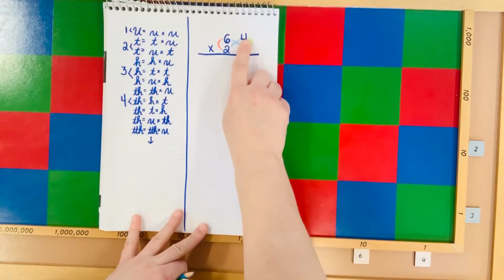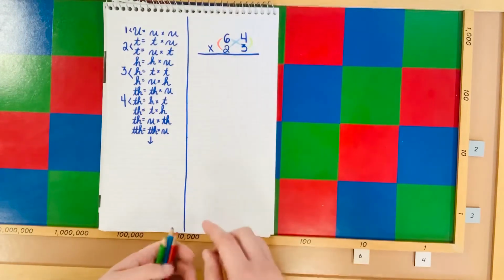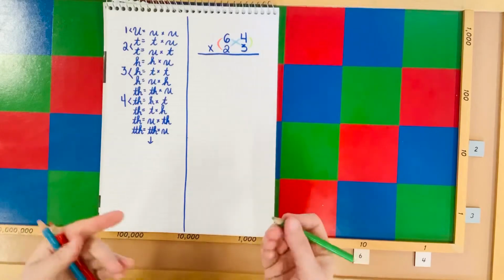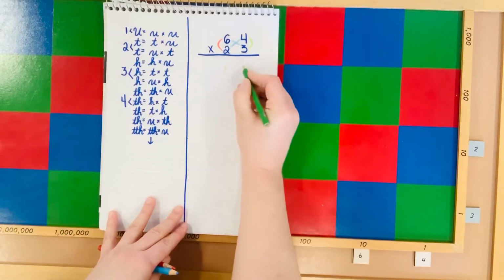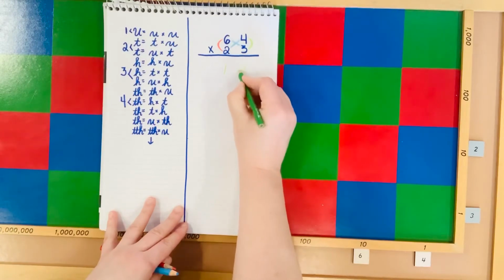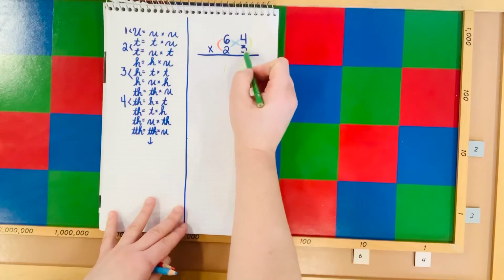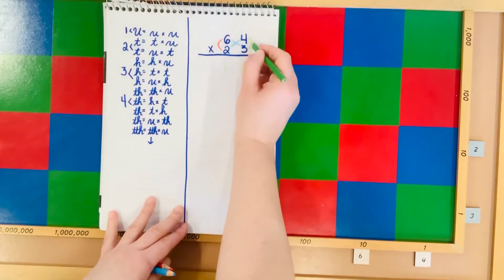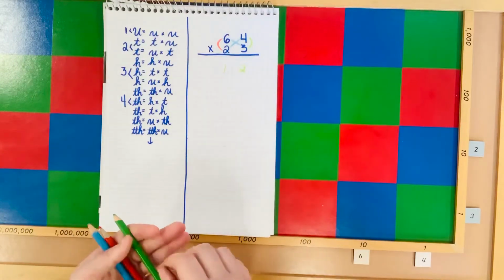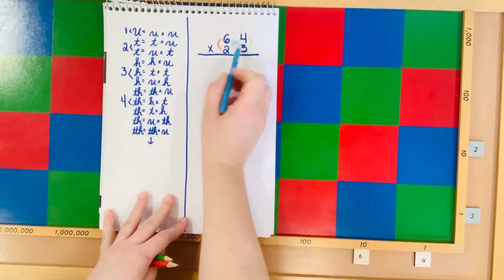3 times 4, 3 units times 4 units. Well, that is going to give me 12 units. So I'm going to write 1, 2. Okay, 12. And I'm writing it in green so I can kind of remember, did I multiply my units yet? Yes, I did. I have one in green. Okay, so 12 plus, eventually, what's my next one?